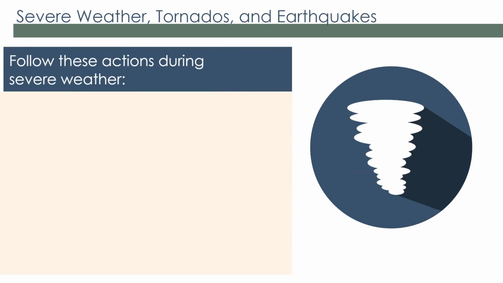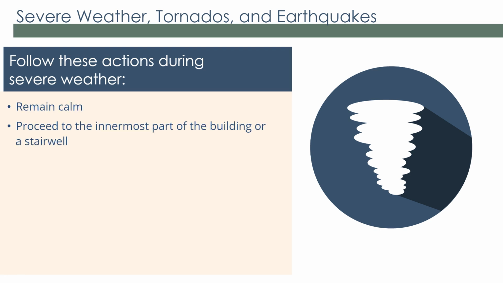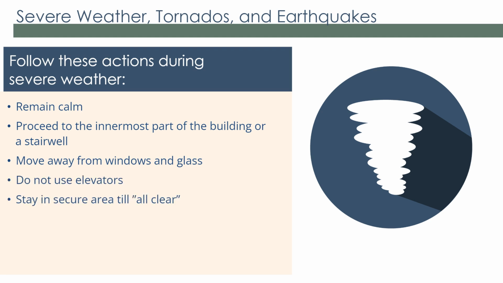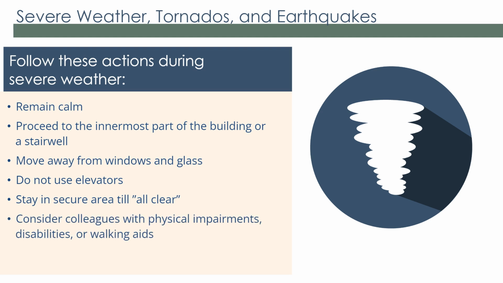In the event of severe weather sighting or forecasting, such as a tornado, you should remain inside the building and follow these actions. Remain calm while quickly proceeding to the innermost part of the building or a stairwell. Move away from windowed areas and glass doorways. Do not use elevators. Remain calm and in your secure area until an all-clear announcement has been issued. Consider colleagues with physical impairments, disabilities or walking aids, for example crutches, knee scooter, etc., as they may require extra time or help taking shelter in the stairwell.